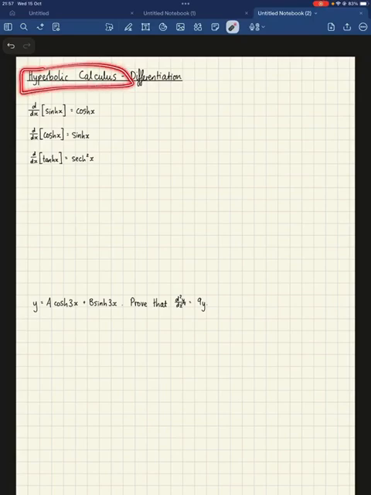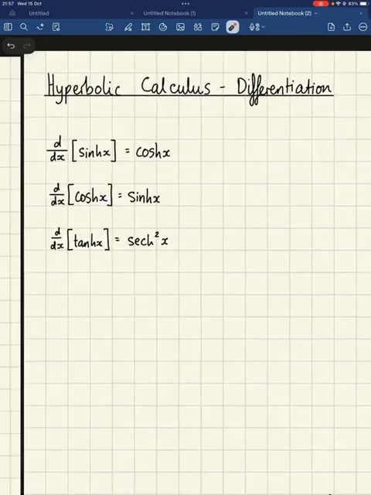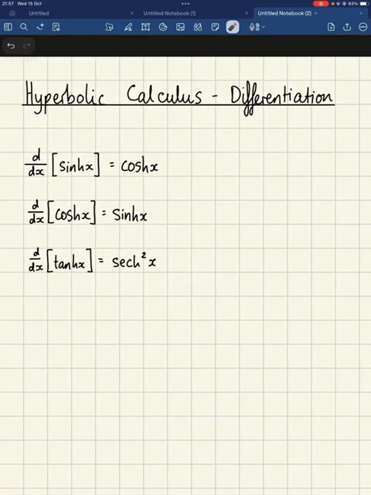Okay, so we will now start hyperbolic calculus. We'll start with differentiation, and integration is next. So, differentiating the hyperbolic functions. You have to know that the derivative of sinh x is cosh x, the derivative of cosh x is sinh x, and the derivative of tanh x is sech squared x.